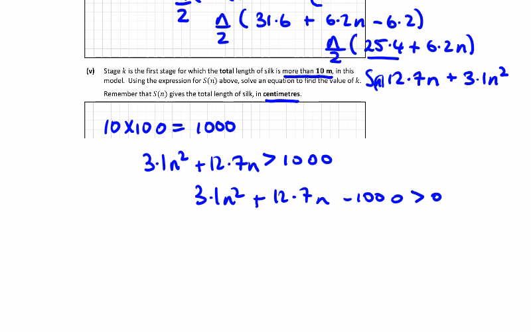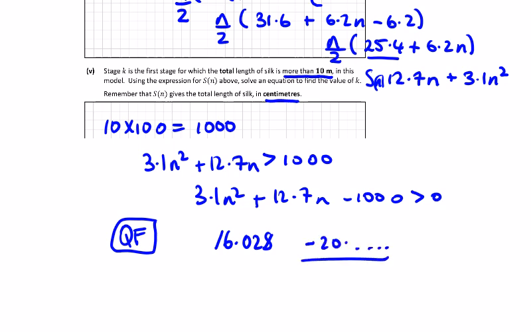So quadratic formula, I don't think this factorizes. Quadratic formula, sub your information in, and you get 16.028 for the positive one. And the negative one is going to be minus 20 point something, which we can't have for n. So the first stage will be the 17th stage. 16 is just below it.